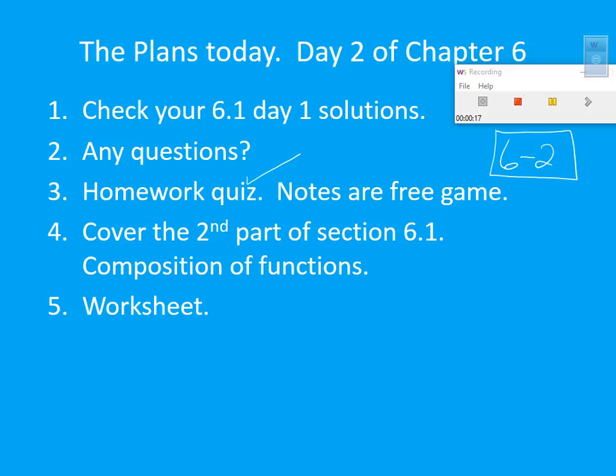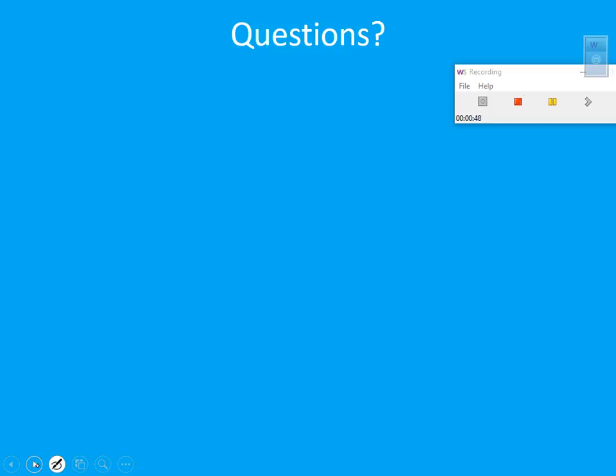And then I need to cover with you what's called composition of functions. I don't remember us teaching this when you were freshmen, so I think this will be brand spanking new to you today. It's not hard. It's some things that we've done before, but we'll have to keep track of it. If you had any questions there, I'd answer those. That's what those slides are for.